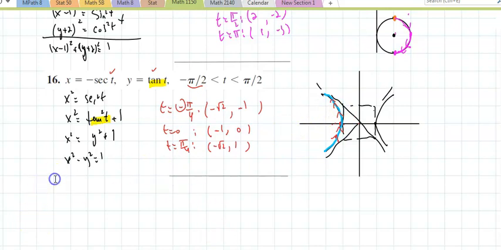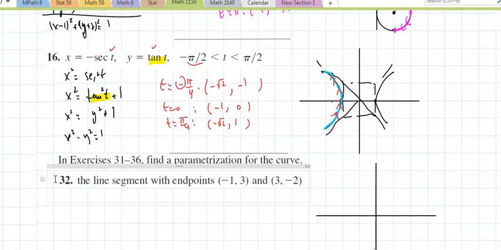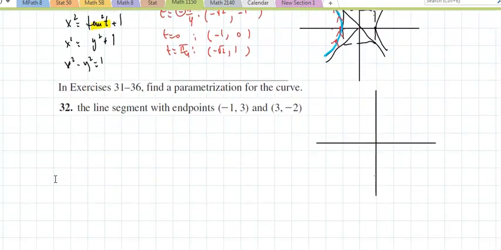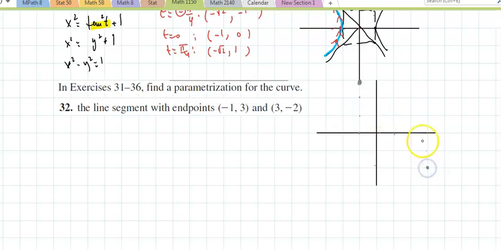Now, I'd like to look at the next problem. I want to work backwards. Given, of course, I don't need to graph this, but it helps to see the graph. If I run from negative 2, 3 to 3, negative 2, the line runs right there.